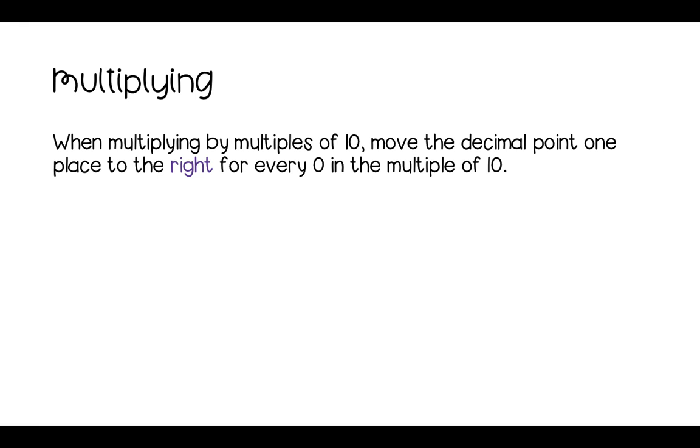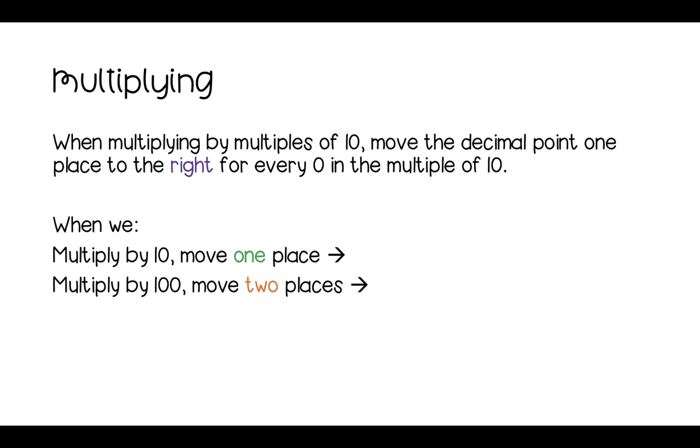So multiplying. When multiplying by multiples of 10, we're going to move the decimal point, and that's the little point between that makes it a decimal number. We're going to move that decimal point one place to the right for every 0 in the multiple of 10. So when we multiply by 10, we move one place to the right. When we multiply by 100, where there's 2 zeros, we move 2 places to the right. And when we multiply by 1000, we move 3 places to the right. So let's do some examples.